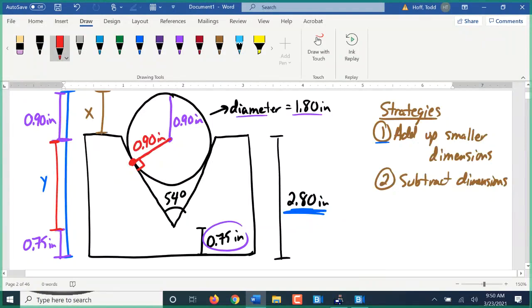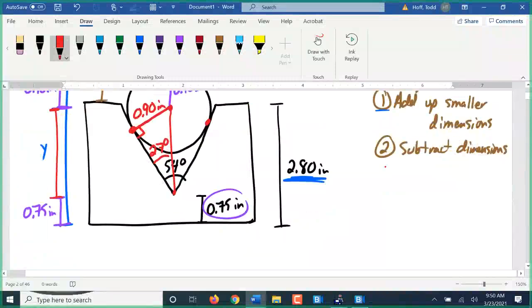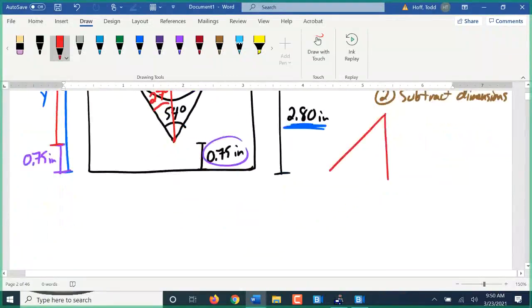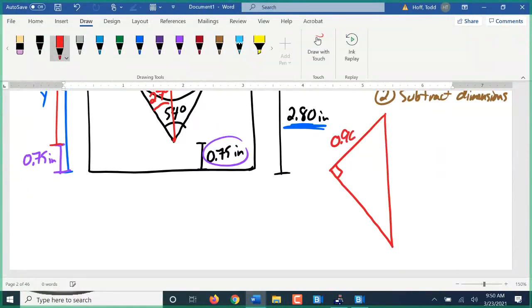The other thing we know from our last unit is if I connect the center of a circle to where two tangents intersect like that, because it's tangent over here as well, it cuts everything in half. This angle here gets cut in half. So instead of 54, half of 54 is 27 degrees. I'm going to draw this off to the side now. I have this triangle here. This is the right angle. This is 0.90 inches. And this is 27 degrees.